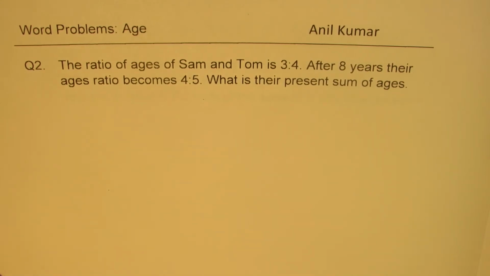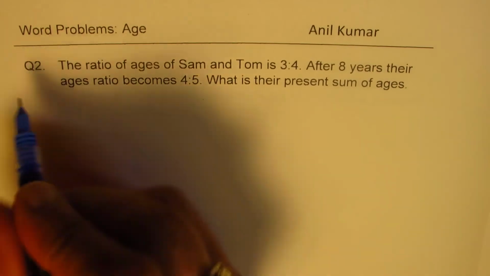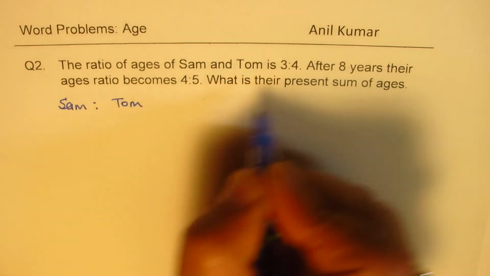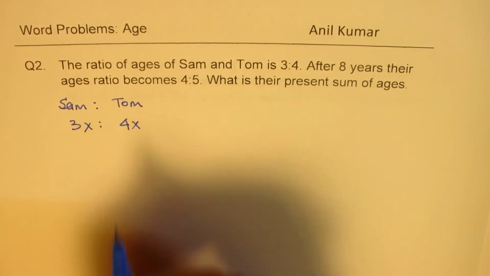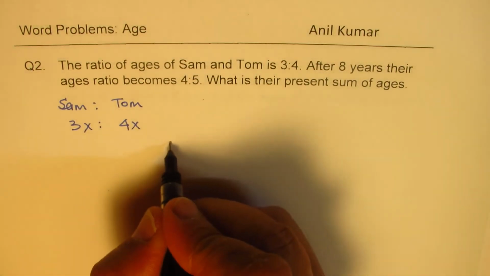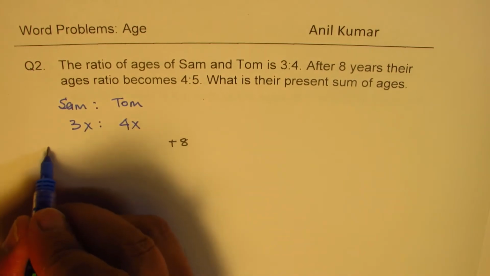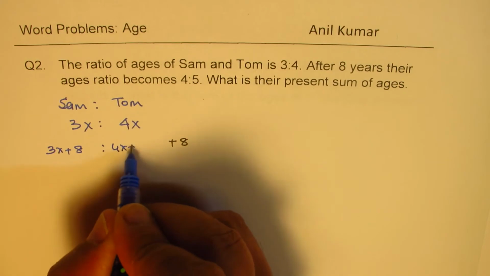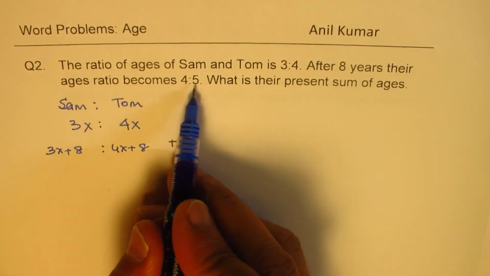Question number 2 here is, the ratio of ages of Sam and Tom is 3:4. So we can write here Sam is to Tom, right? And the ratio is 3:4. That means 3x, 4x. Is that okay? After 8 years. So after 8 years means we have to add 8, correct? So after 8 years, they will become 3x plus 8. And then this will be 4x plus 8. So it says after 8 years, their ages is in the ratio 4:5.